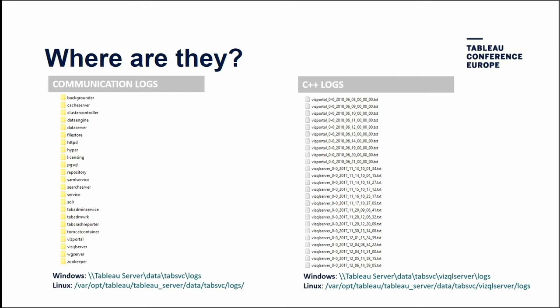So the other set is the C++ logs. The communication logs all the traffic between processes, between users logging onto the server. The C++ logs just take a record of all the heavy lifting, all the queries, all the really interesting, rich information that happens within certain processes. And again, these can be found in a slightly different location in terms of Tableau Server data, TabServe, VizQL Server logs. So I'm not quite sure why they're in slightly different locations. Maybe trying to hide them for some reason.